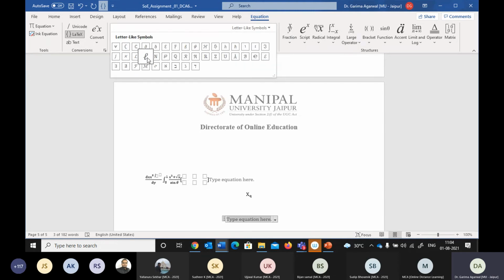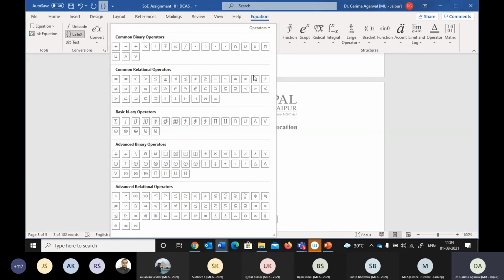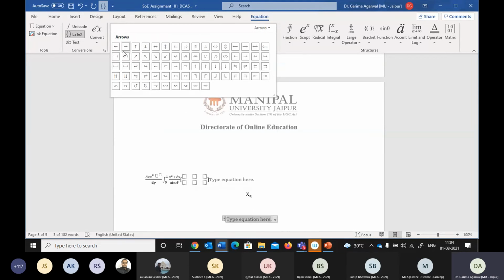Then letter-like symbols, like if the function is related to real numbers, we can use this symbol, right? Then operators, these all are the operators. This is the sign of belongs to. When we write x is an element of real numbers, this is the sign for element, belongs to. Then arrows, if you want to write the limit, you can use this, for limit x tends to 0, something like that, if it is required.